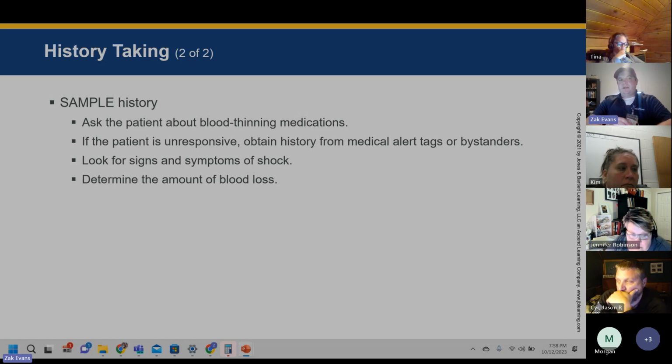If the patient is unresponsive, you want to obtain history from medical alert tags or bystanders. You're going to look for signs and symptoms of shock and try to determine the amount of blood loss. I will tell you guys, trying to figure out blood loss is very difficult, especially if you're on scene with a patient that's been moving or they're on carpet or on floor. It's really hard to gauge that. So don't get too wrapped up trying to say, well, they've lost 502 mLs of blood. If they've lost a lot, it's not good. If they lost a little, it probably could still not be good. So just assess your patient.